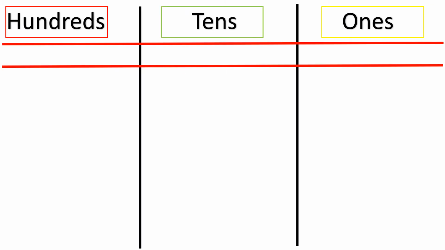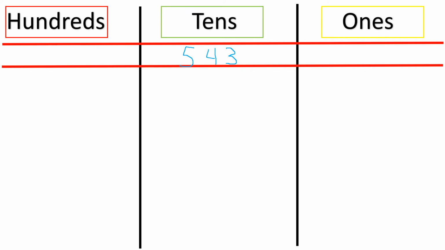Now we have our hundreds chart. Hundreds, tens, and ones. The number is 543. When you're going to break apart the number 543, you want to make sure that you look at all your numbers carefully. So this is how we do it.